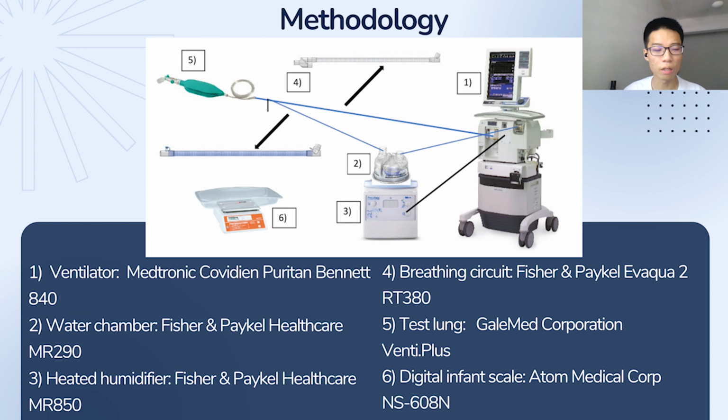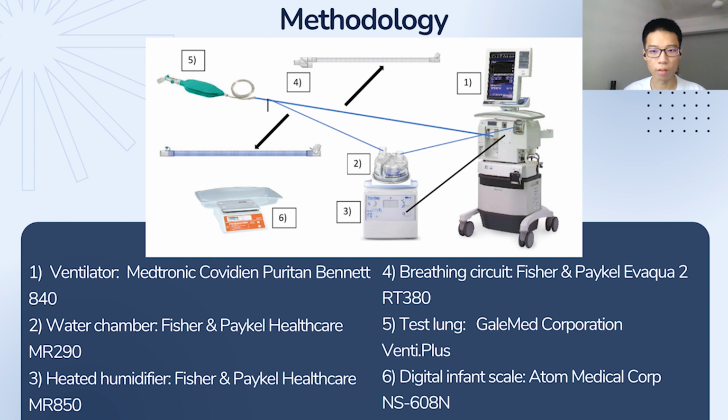Make sure that the humidifier chamber outlet temperature is at 33 degrees Celsius and temperature at the Y-piece is 40 degrees Celsius during the experiment. Measure the weight of the respiratory circuit before and after ventilation every 3 hours using a digital infant scale. While measuring, the ventilating process is temporarily stopped.